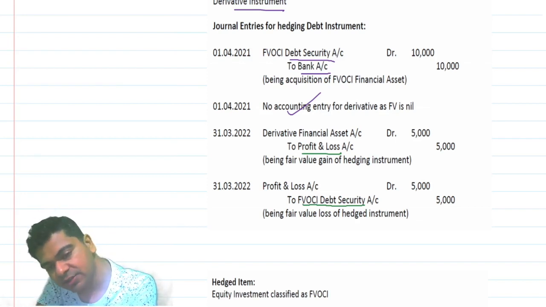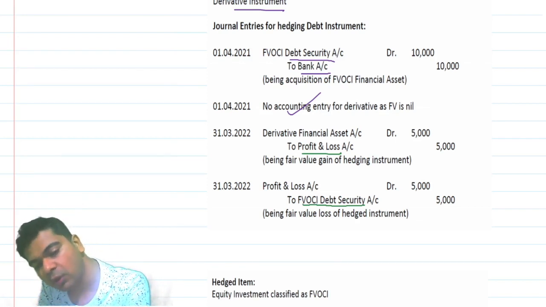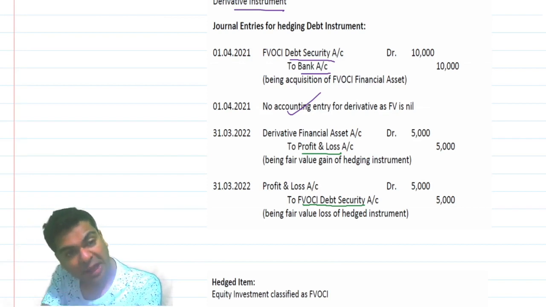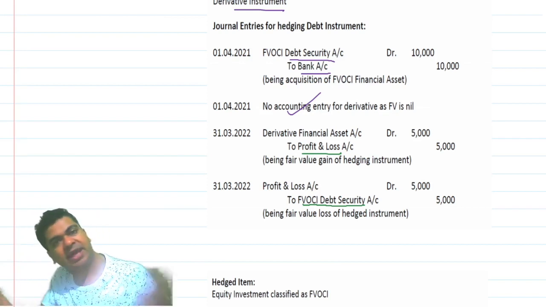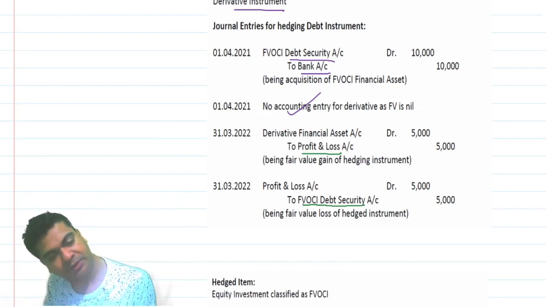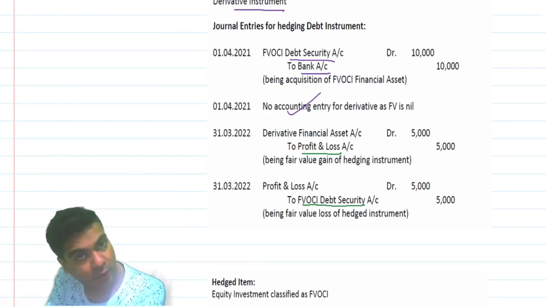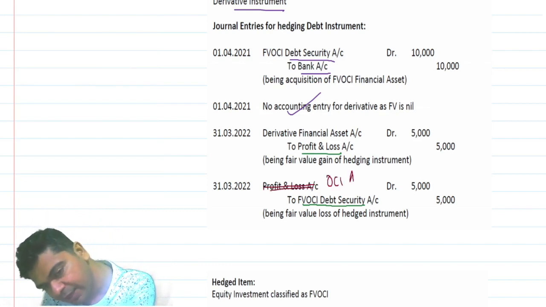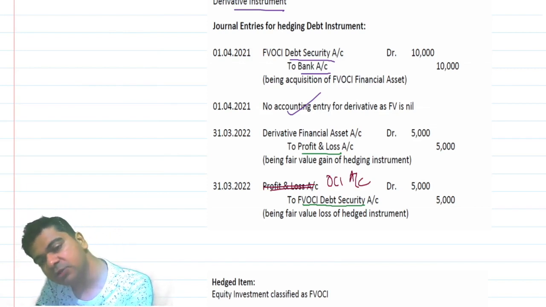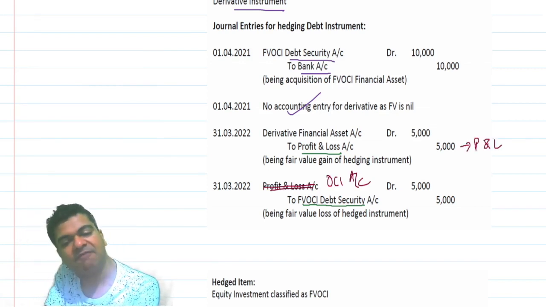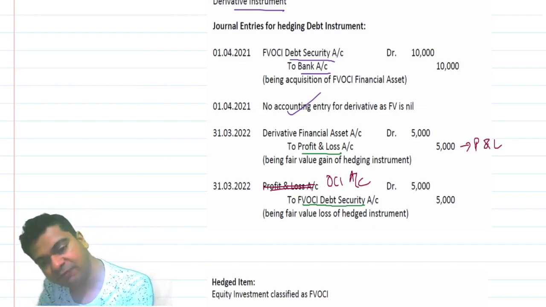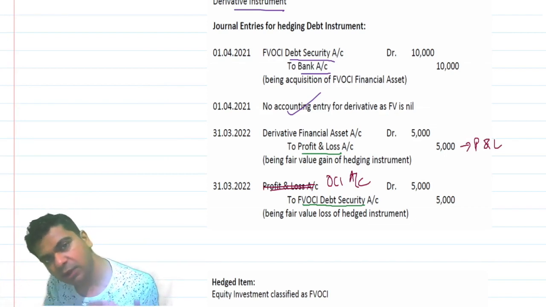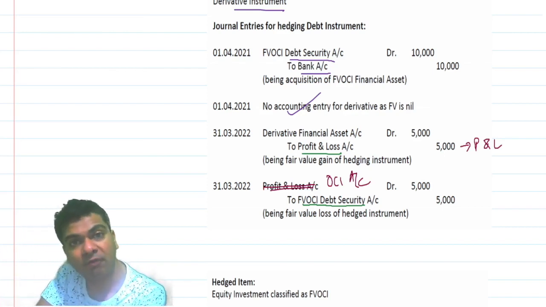So on one hand, there is a gain which I credit to the P&L. Another, there is a loss which I debit to the P&L. If you had not done hedge accounting, because you can say hedge accounting is optional. See, it is voluntary. If it is voluntary, I may not do hedge accounting. If you do not do hedge accounting, what will happen? Instead of profit and loss account, this will be debited to the OCI. So 5,000 will be credited to the profit and loss account, while 5,000 will be debited to the OCI. So in the current year, your profit will increase by 5,000. But in the next year, whenever you sell this, the cumulative loss lying in OCI will then get straight debited to the profit and loss account.